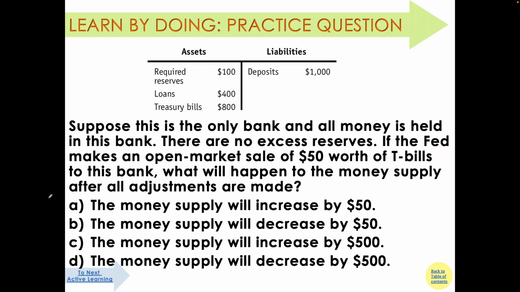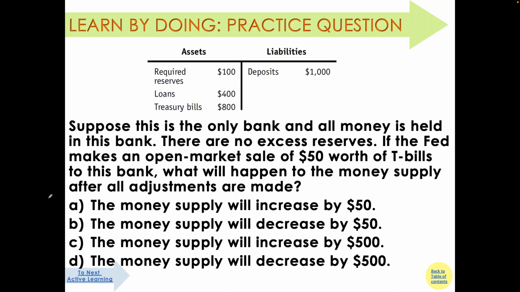Suppose this is the only bank, and all money is held in this bank, I mean, in this economy. There are no excess reserves. Certainly, no one is willing to sit on cash without making any profit, right? If the Fed makes an open market sale of 50 worth of T-bills to the bank, what happens to the money supply after all adjustment is made?